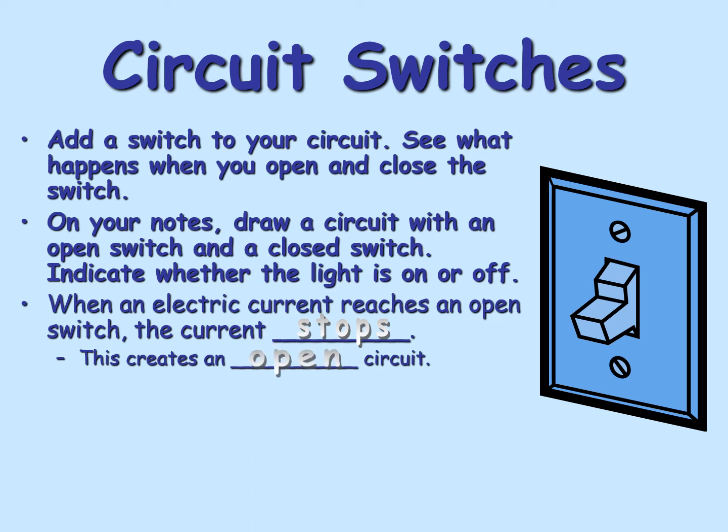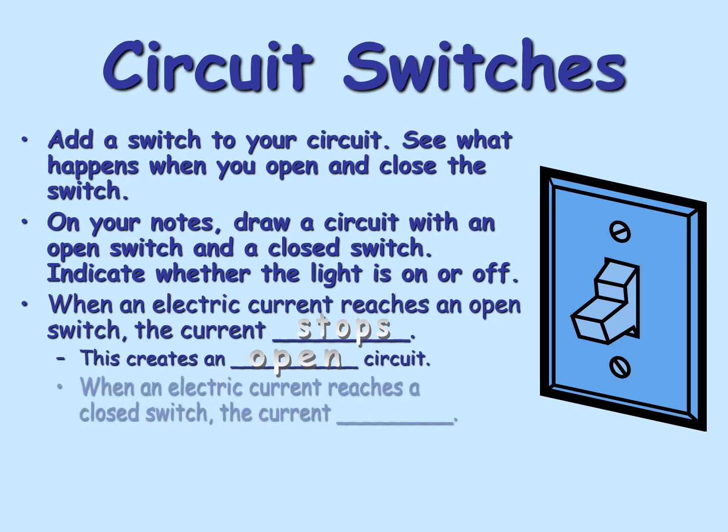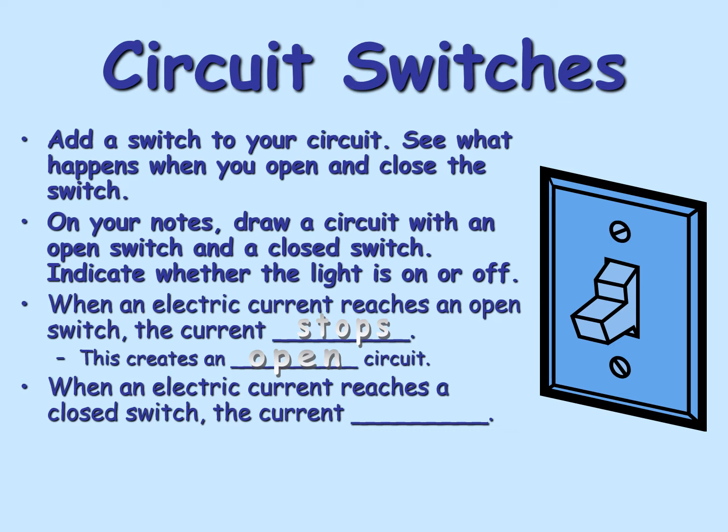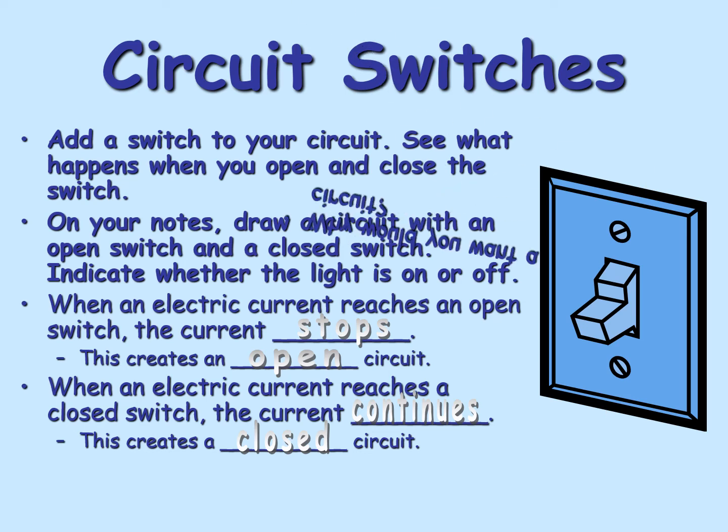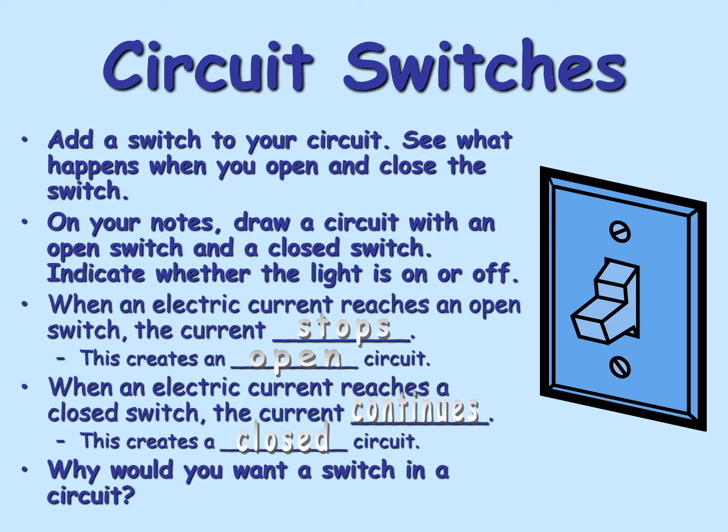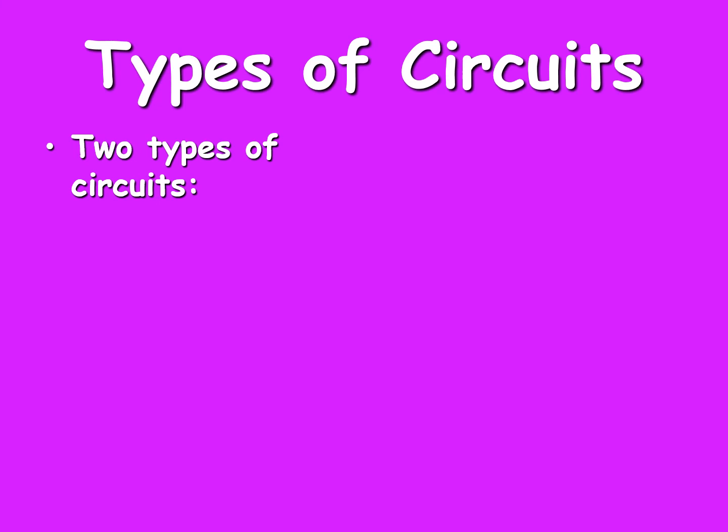Then what if we turn it on? We close the switch, so there is a closed circuit already, and the current continues. So when the current continues, it is a closed circuit, and when the current stops, it is an open circuit. Why would you want a switch in a circuit? For convenience, and also safety.